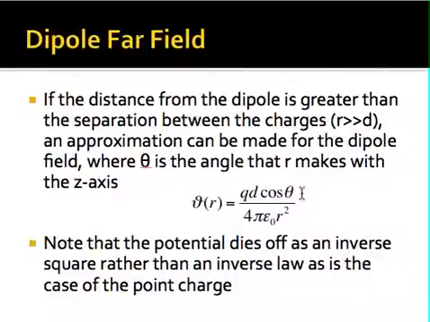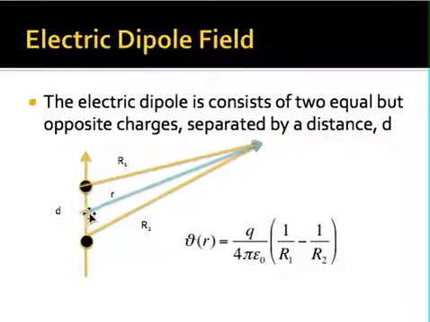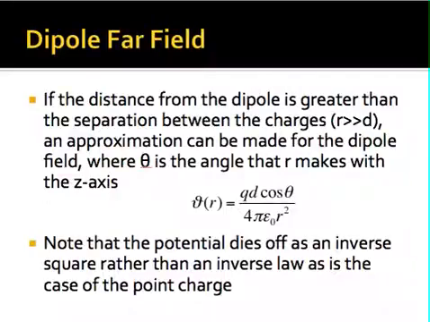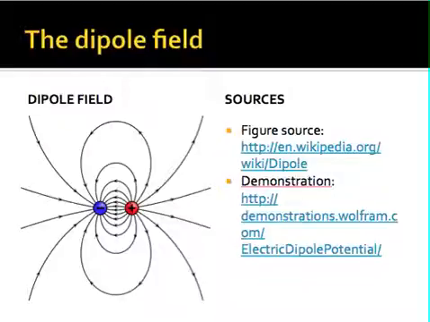Going back to the figure, cosine theta is the angle that little r makes with the z-axis. So if you do a little bit of trigonometry, you find that the potential can be expressed as a single expression that's a function of the value of the charges, the separation distance between them, the distance you are away from the charge, and the angle that you are away from the z-axis. And if we now plot that, we get what is known as the dipole field.